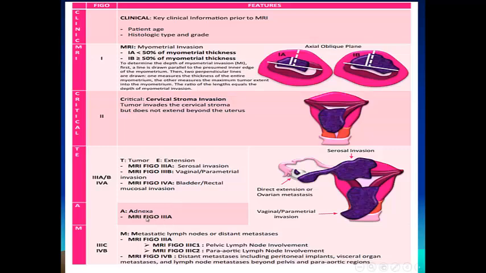If metastatic to the lymph nodes, if to the pelvic lymph nodes, then it is 3C1. If it is to the para-aortic, then it is stage 3C2. Stage 4B if there is distant metastasis to the liver and elsewhere.